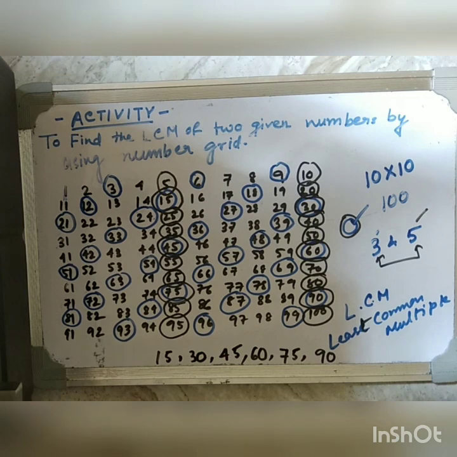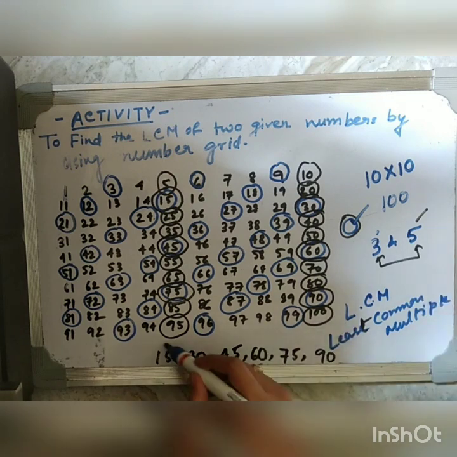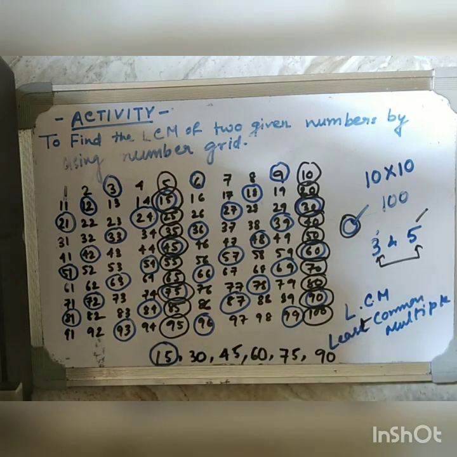But what we have to do? We have to find the least common multiple, means the smallest common multiple, which is the first one, that is 15. 15 is the common multiple as well as the least common multiple of 3 and 5. Now I am repeating.